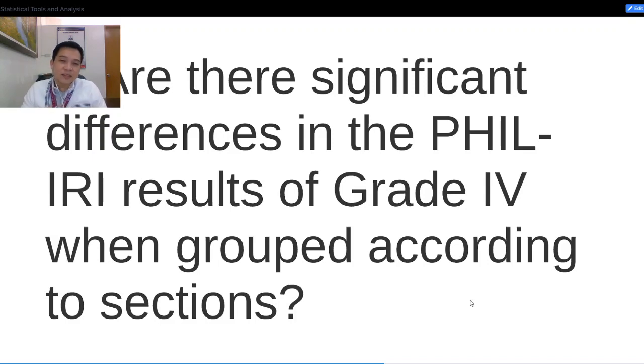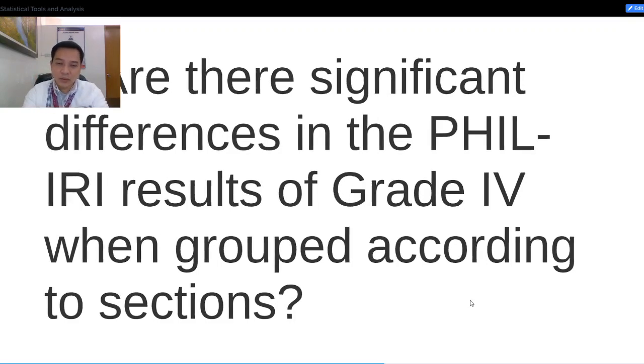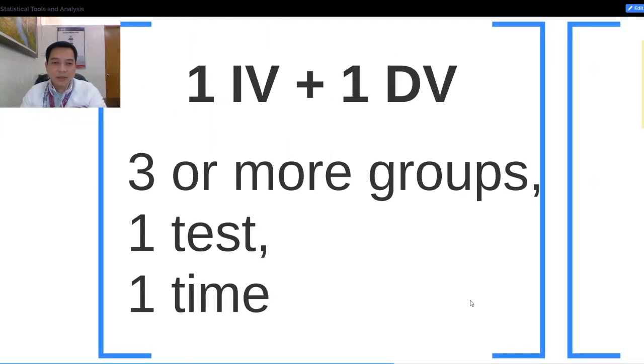Then the third question will be how many times was the test given? In this case, how many times was the PHIL IRI given? It is not indicated that it was given again or several times, but instead it's only assumed that it was given once here. So which means you only have one. So recap, you have 5 groups, one test given at one time. So is it the same here? Yes. You have 3 or more groups, one test, given at one time.